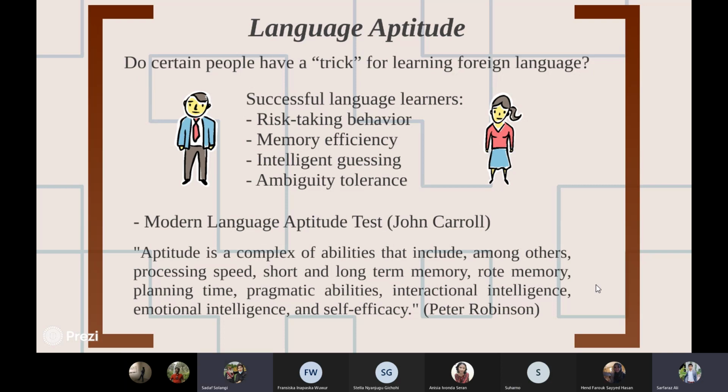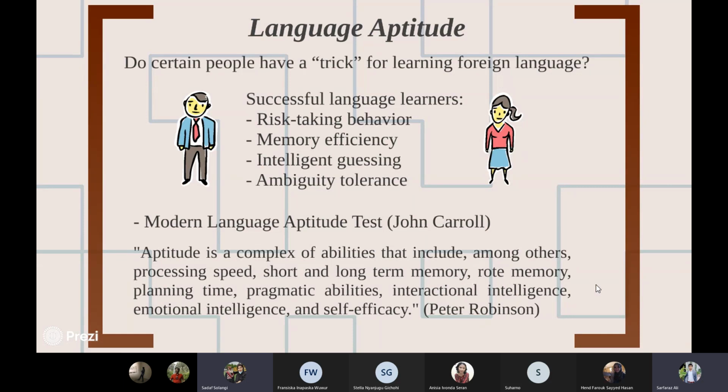So my presentation part is language aptitude. We have the very first question: do certain people have a trick for learning a foreign language? It may be, we can say, it may be no, because for a variety of causal factors, some people are indeed able to learn languages faster and more efficiently than others.